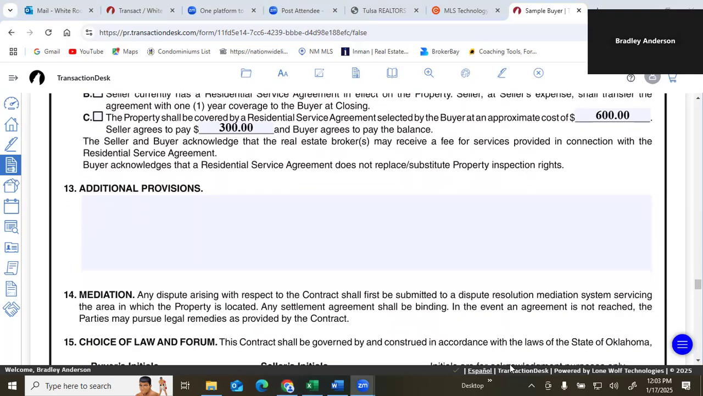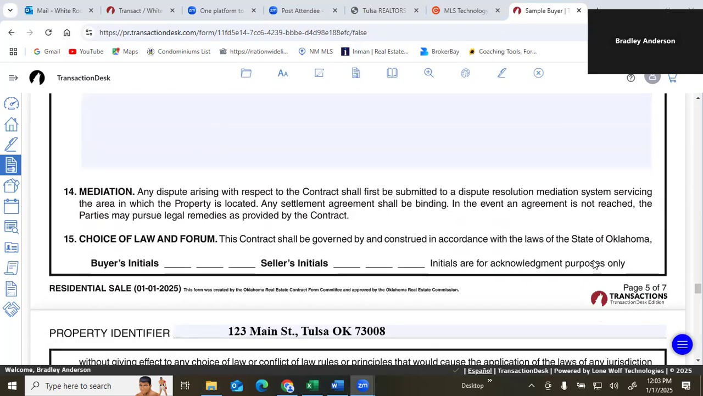Additional provisions, I wouldn't put anything in here unless you're a lawyer, but that's where anything like that would go. And then it goes on to talk about if there's mediation involved, what happens there. Choice of law and forum.